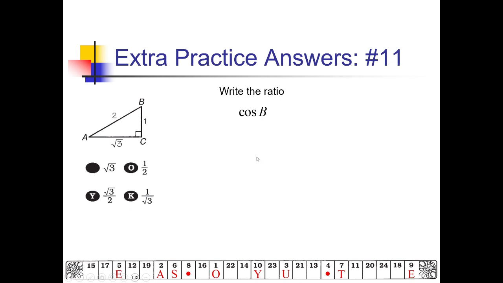Now we've got cosine of B. That's adjacent over hypotenuse. So that's going to be 1 over 2, which gives us choice O going in 11.